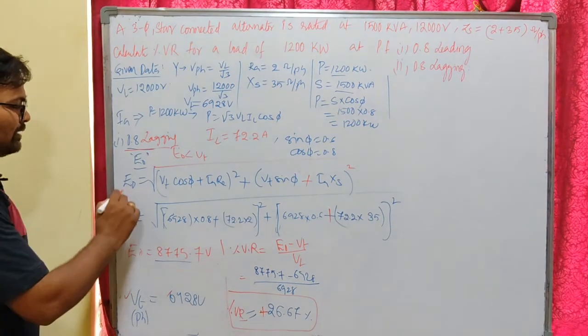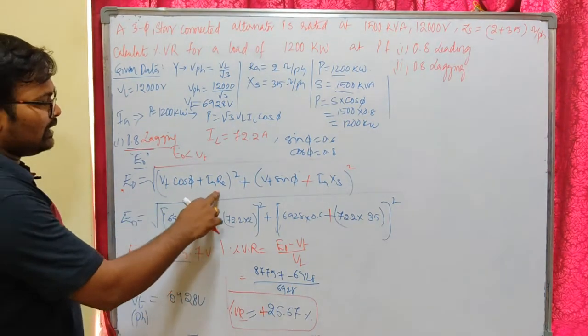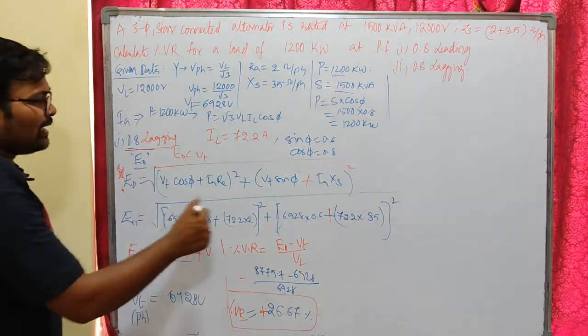So let us find our percentage voltage regulation for 0.8 lagging first. This is the expression to find the generated EMF, that is E naught equals the square root of (Vt cos phi plus Ia Ra) whole square plus (Vt sin phi plus Ia Xs) whole square. This is important, you should remember this. For lagging I am going to place the plus sign here.